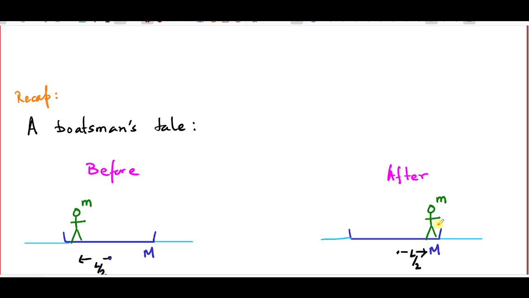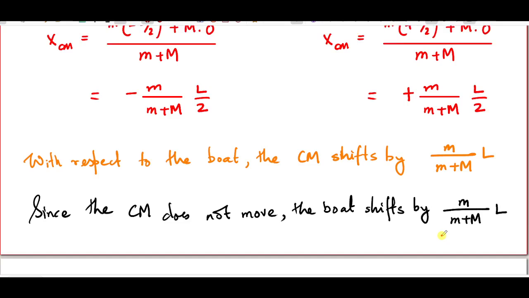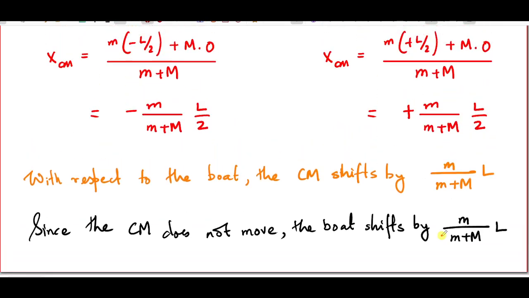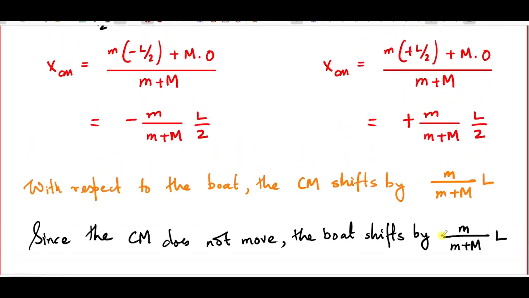Now, in the process of doing this, the center of mass of the man plus boat system shifts with respect to the boat. There is no external force on this whole system. So, with respect to an inertial observer, the center of mass behaves like a free particle. And since it was stationary to begin with, it will stay stationary throughout. So, in order to ensure that the center of mass stays at the same place with respect to the water of the lake, the boat has to shift the other way, to the left in this case, by small m over small m plus capital M into L.